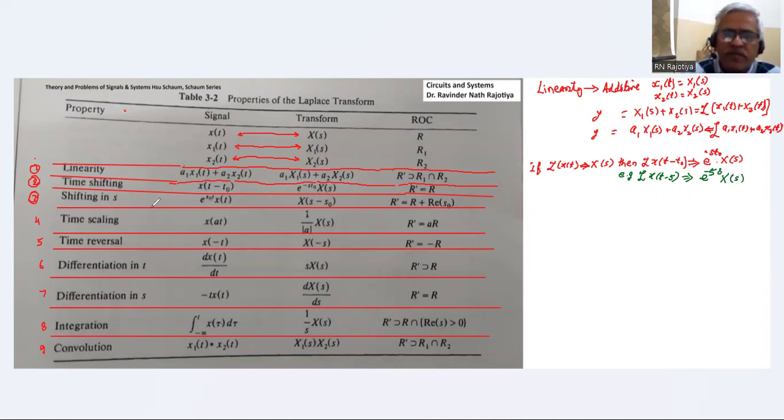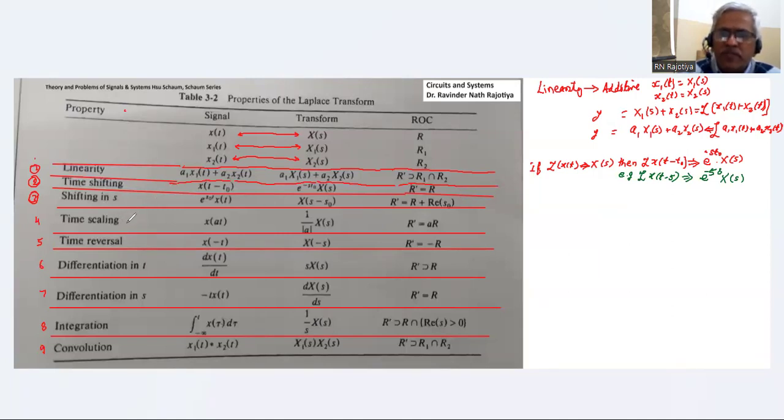Similarly, if you shift in the s domain, s to s minus s0, then its time domain signal will be e to the power of s0 t times x(t). Accordingly, the ROC will be, for the signal x(t) with X(s) having ROC R, its new ROC will be R plus the real part of s0.